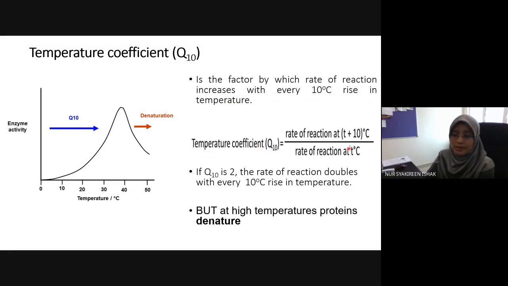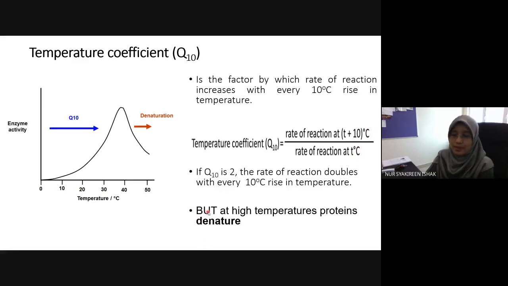Q10 is the factor by which the rate of reaction increases with every 10 degrees rise in temperature. So this is the formula. If Q10 is 2, the rate of reaction doubles with every 10 degrees rise in temperature. If the value of Q10 is 3, it means the rate of reaction triples. So remember, Q10 does not have any units. Nampak? They akan cancel off the units.